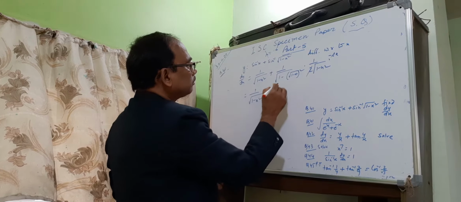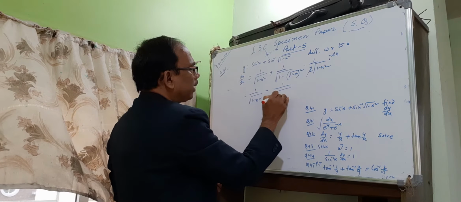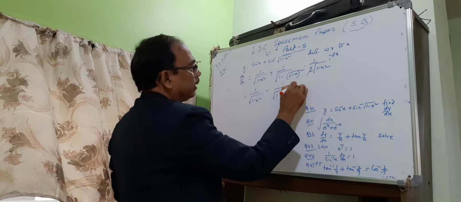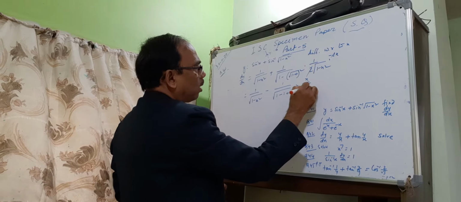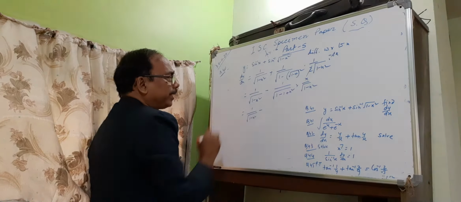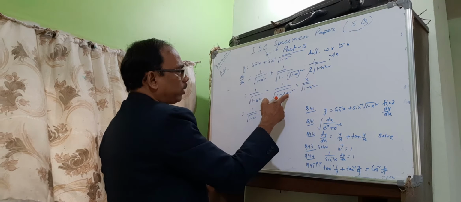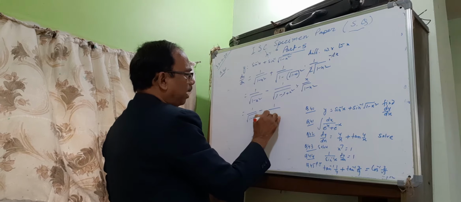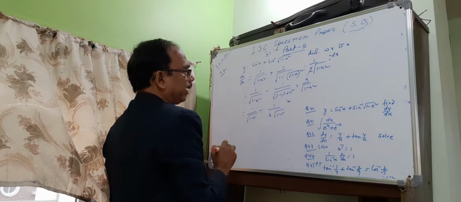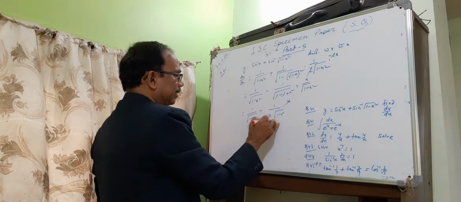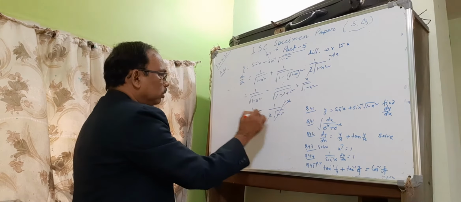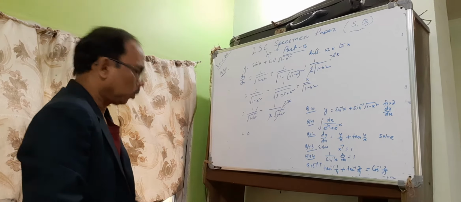And 1 by root over 1 minus square root of whole square, that is 1 plus x square, into x by root over 1 minus x square. That is 1 by root over 1 minus x square minus, look here, 1 cancels, the square root of x square is x. That is 1 by x root over 1 minus x square into x. X cancels, that is 0, the answer. That is 1 by this and 1 by this cancel. When the whole thing is cancelled, the answer is 0.